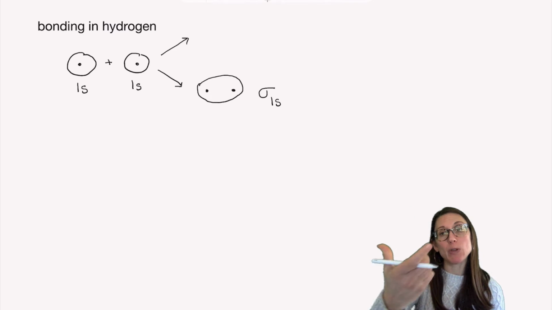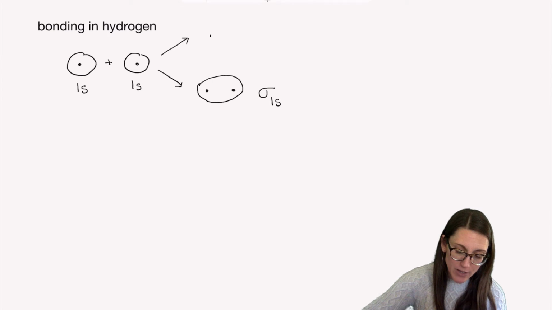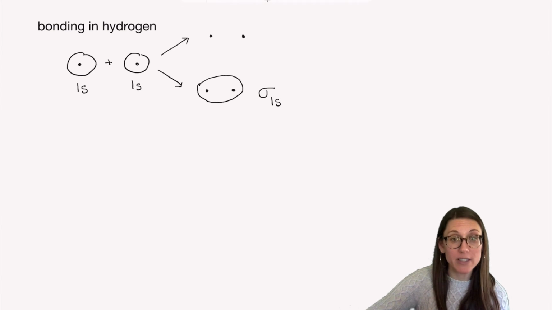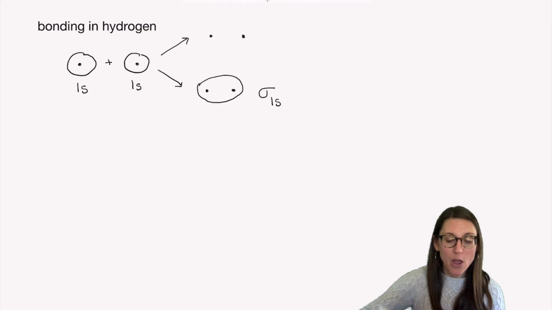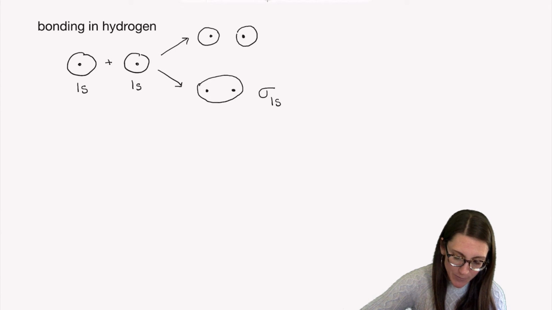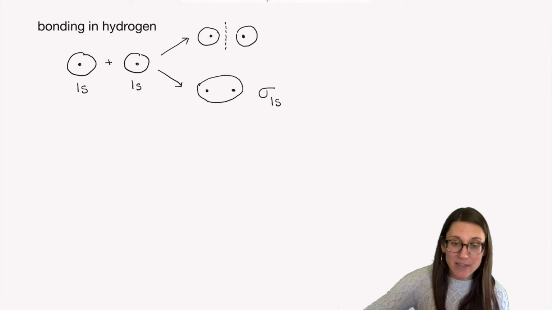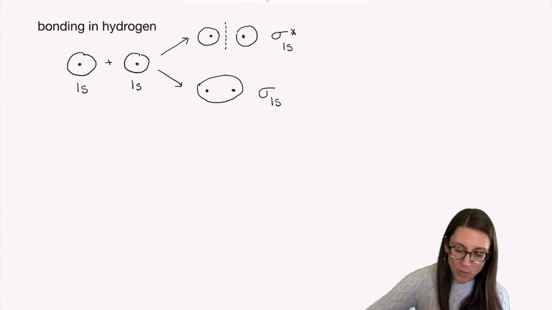Every time you have a constructive interaction, you also will have a destructive interaction. So if here are my nuclei once again, the destructive interaction results in the electron density being found primarily outside of where the atoms are, and what we call a node or a nodal plane between the 2 nuclei. This is not energetically favorable, and it's what we call an antibonding or sigma star orbital. And since it is from the 1s orbital, we will call it a sigma star 1s.